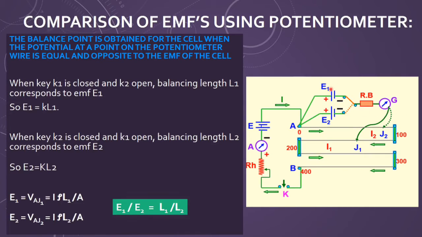If you are not putting any key here, then also you can see the current, you will see a deflection, but you will not be able to find the null position. It means you will not be able to find the balancing length. So this is the formula which is to be used directly in the numericals whenever questions come.